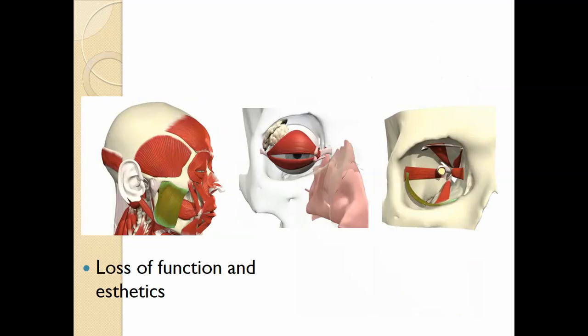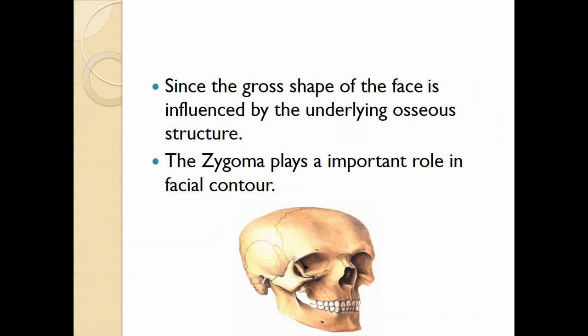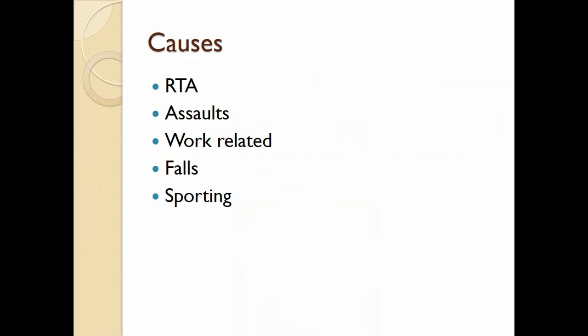If anything happens to the zygomatic bone, there are chances of loss of function and aesthetics, because inside the orbit there are muscles like the lateral rectus muscle attached to the zygomatic bone. So if there is any zygomatic bone fracture, that will lead to loss of function and aesthetics. Since the growth and shape of the face is influenced by the underlying osseous structures, the zygoma plays an important role in facial contour.